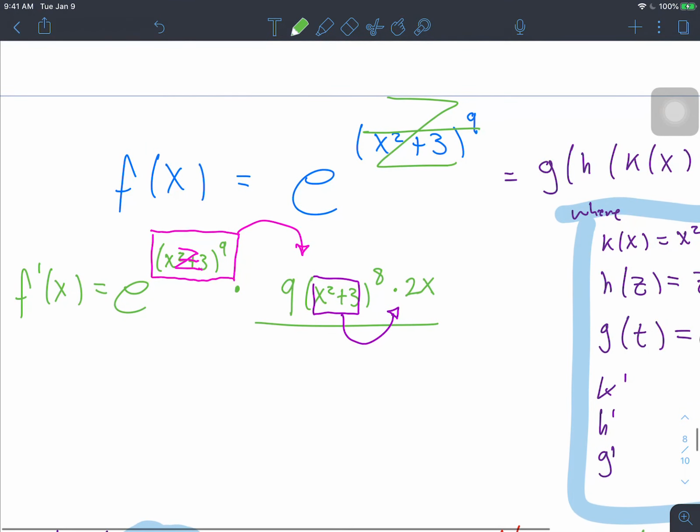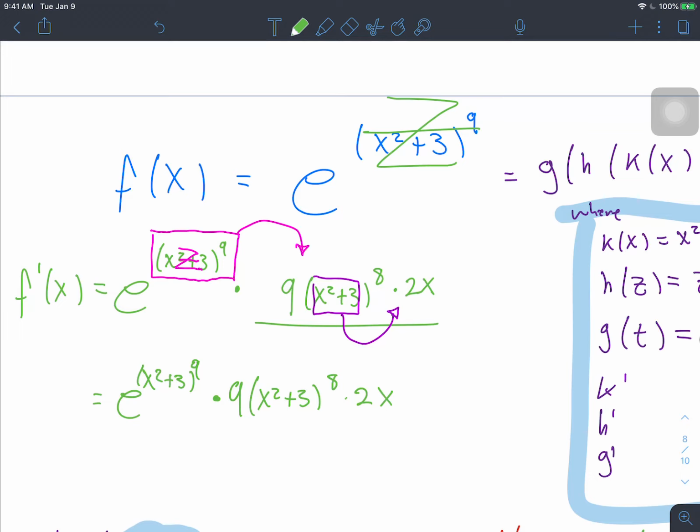So I wound up with e to the x squared plus 3 to the power 9th. That came from doing the derivative of e to the z and just plugging in the original inside function. And then I multiplied by the derivative of the power. But the derivative of the power was itself a chain rule problem. So its derivative was all of this, where everything that's underlined in green is the derivative of the function which is in the power.